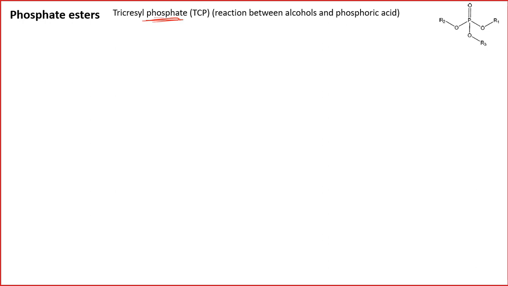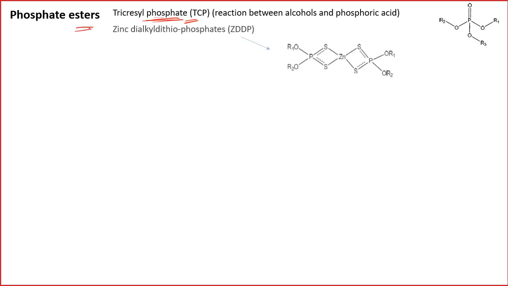TCP also acts as a solvent for many paints and plastics and rubbers, and TCP has the disadvantage of poor thermal stability when in contact with metals. So although they are good for high temperature application, they have poor stability when metals are there. So these are also esters, phosphate esters. ZDDP, as I talked about, is also used as an additive as well as a synthetic oil.